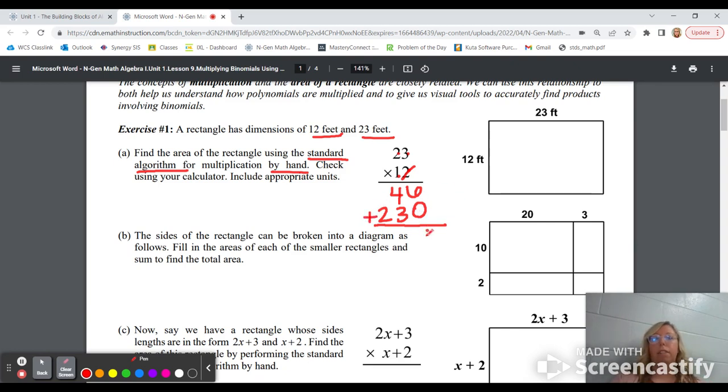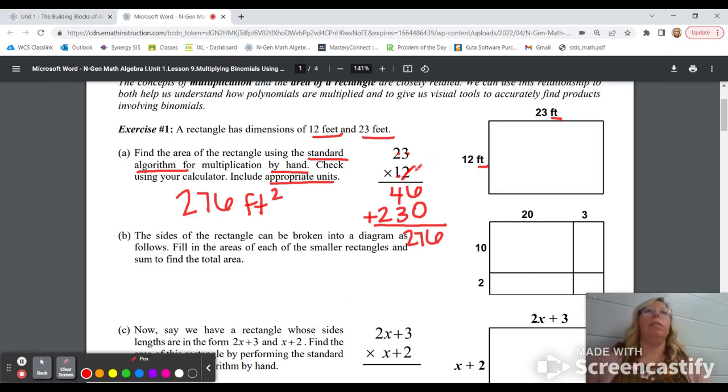So 6 plus 0 is 6. 4 plus 3 is 7. And then bring down your 2. Kind of got messy there, but that's all right. So it's 276. But if you read carefully, it says include appropriate units. So what are our units for this rectangle? The units are the feet, right? Like whatever you're measuring. So it's 276 feet. We found area. Do you remember what you have to do there? Got to put a squared after it anytime you do area. 276 feet squared.